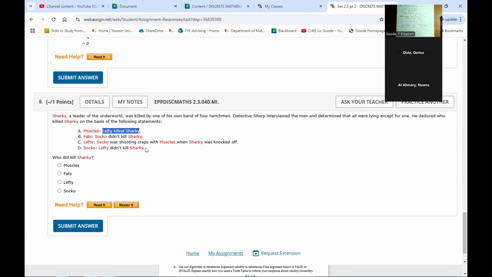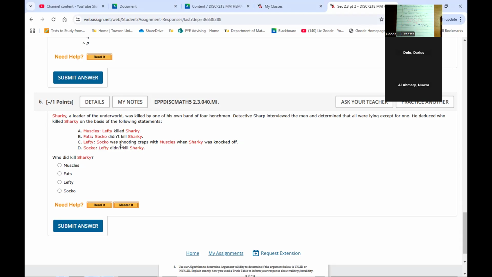So already, don't we know that either Muscles is telling the truth or Sacco? Could they both be lying? Maybe. But aren't these two statements negations of one another? Yes. So exactly one of these is true. Fats's statement is not a negation of something, so we don't know whether Fats is telling the truth or not. But either Muscles is telling the truth or Sacco. It's got to be one or the other of them that's telling the truth. We just don't know which.